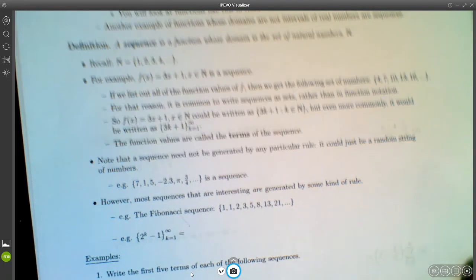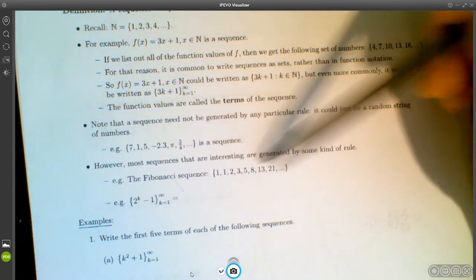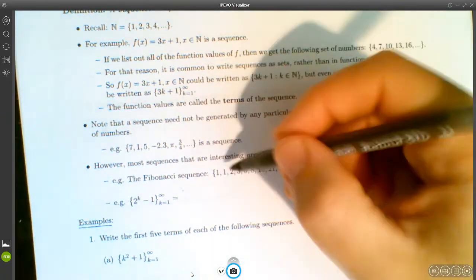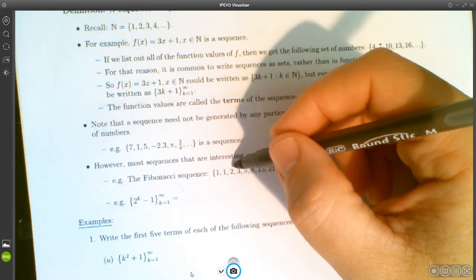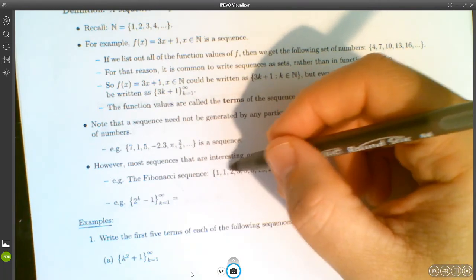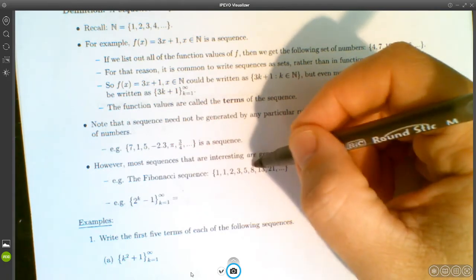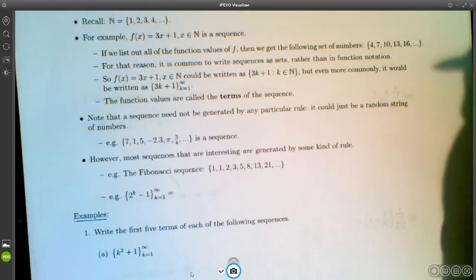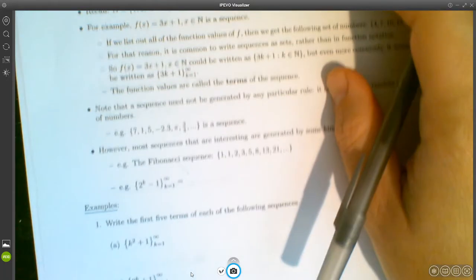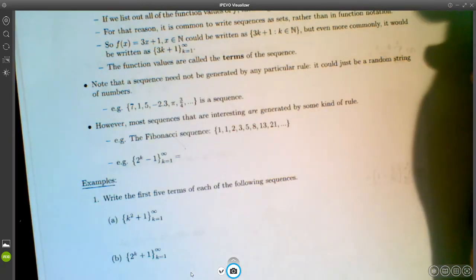So here's a famous one, the Fibonacci sequence: 1, 1, 2, 3, 5, 8, 13, 21. If you're wondering what the pattern is, you get the next term in the sequence by adding the previous two terms, right? So 1 plus 1 is 2, 2 plus 1 is 3, 3 plus 2 is 5, 5 plus 3 is 8, 8 plus 5 is 13, and so forth. So that's a sequence that's generated by a rule, right?